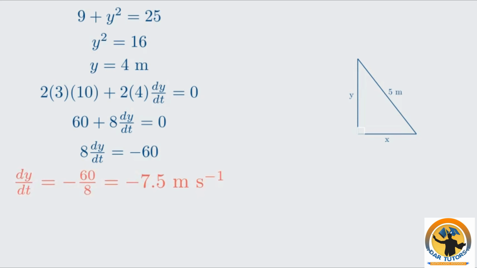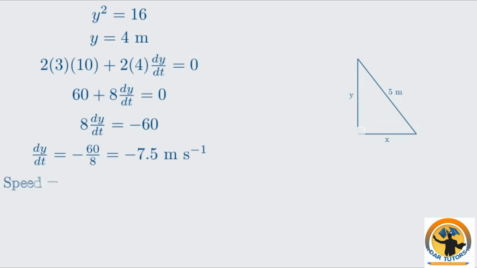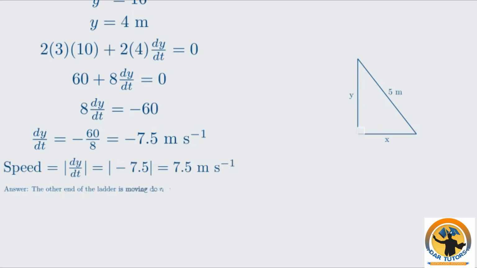The negative sign is important. It indicates that the height y is decreasing, which makes sense as the ladder is sliding down. The question asks for the speed, which is the magnitude of the velocity. Therefore, the other end of the ladder is moving down the wall at a speed of 7.5 meters per second. We have successfully used the 5-step method to solve this related rates problem. A common mistake in these problems is to substitute the specific values too early. Let's see why this is incorrect.